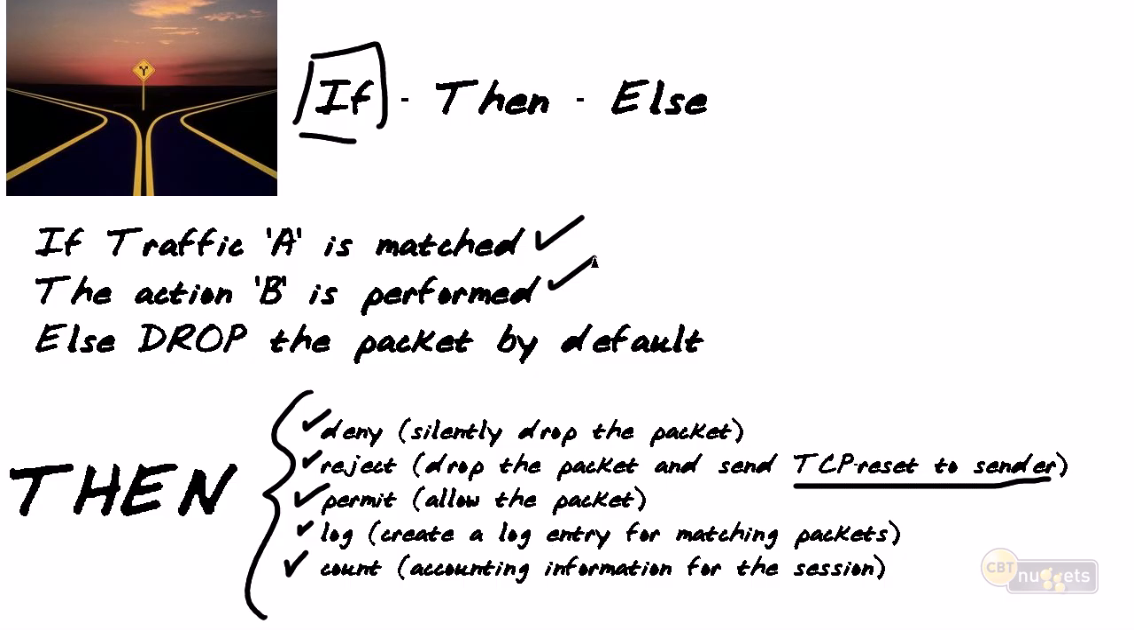That's the second part. The third part is the else. There's no match, no matching criteria, so we're going to have an explicit deny, or we're going to drop the packet. Now, the reason I use explicit deny, that's a commonly used term in the access control lists of Cisco. So if you're familiar with Cisco ACLs, then you're familiar with the explicit deny all at the end of the access control list.